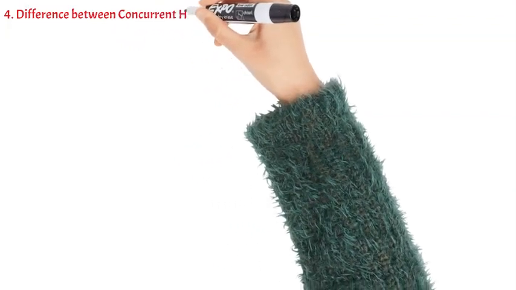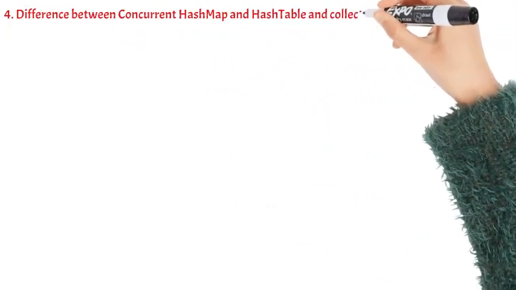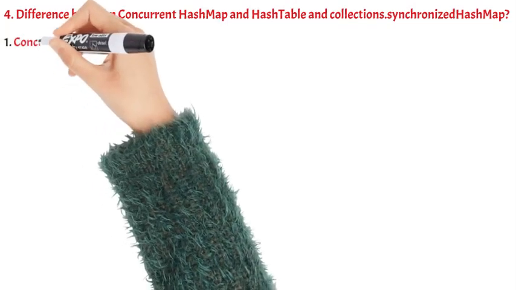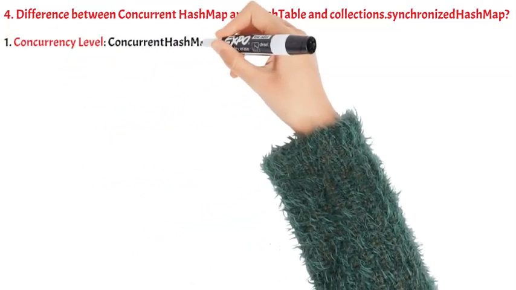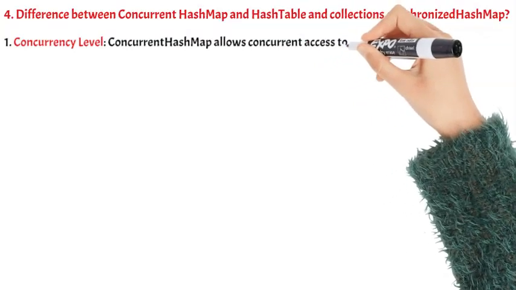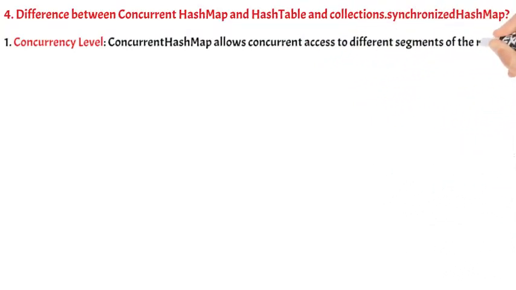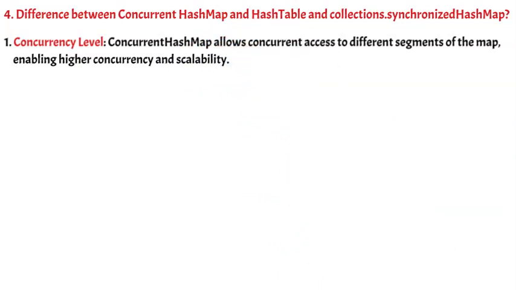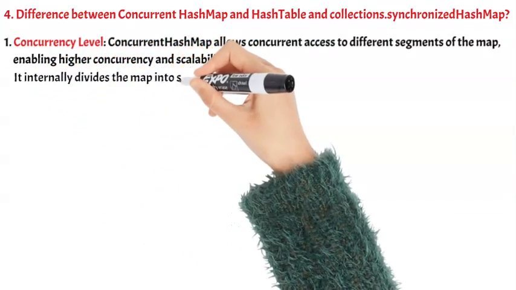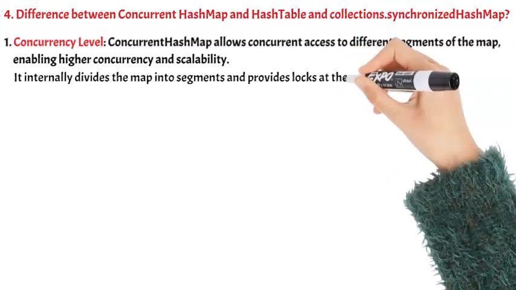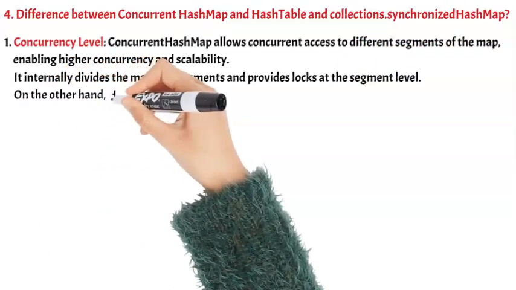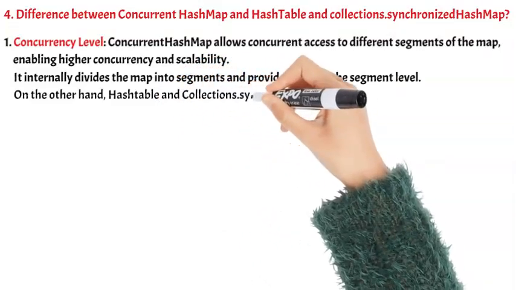4. Difference between ConcurrentHashMap and Hashtable and Collections.synchronizedMap. 1. Concurrency level. ConcurrentHashMap allows concurrent access to different segments of the map, enabling higher concurrency and scalability. It internally divides the map into segments and provides locks at the segment level. On the other hand, Hashtable and Collections.